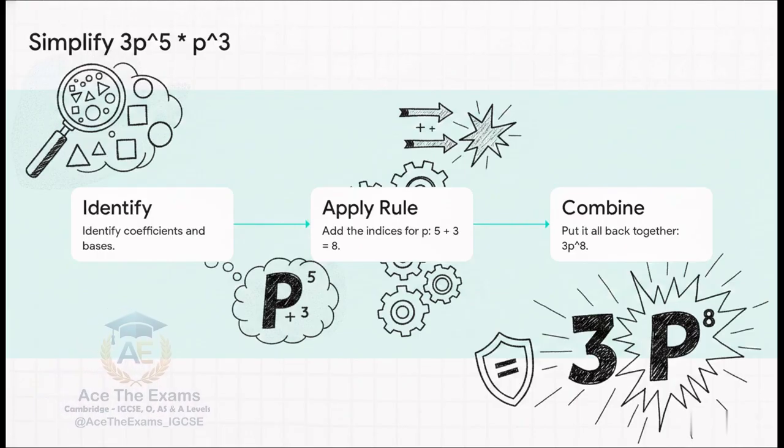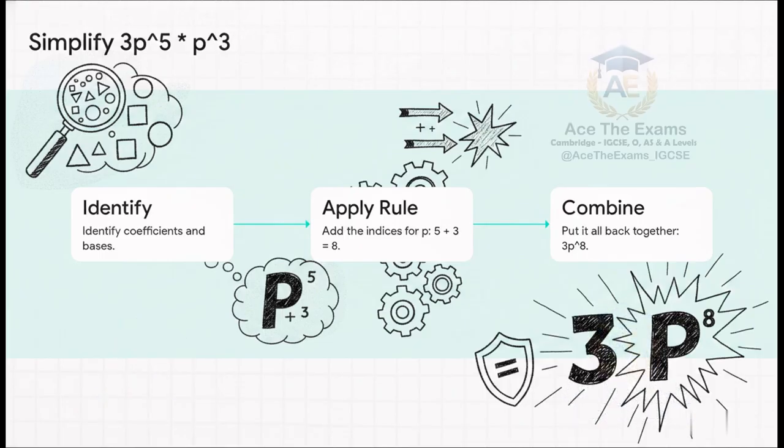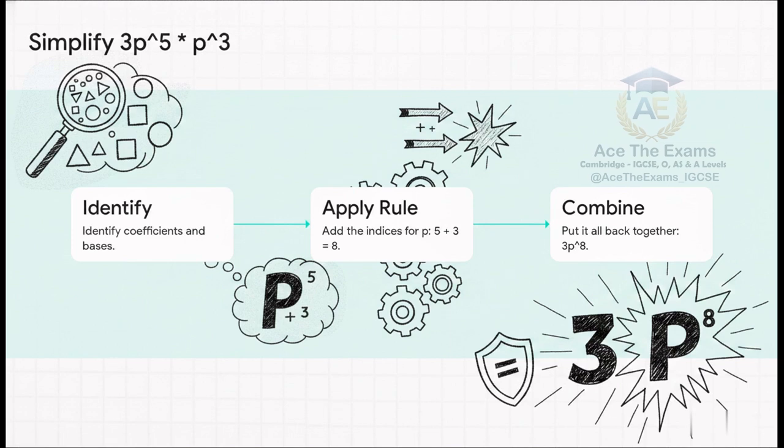The command word here is simplify. We need to simplify 3p to the power of 5 times p cubed. Let's use our mathematics success blueprint. Step 1 is to visually break it apart. Identify your big numbers, the coefficients, and your bases with indices. Here, we just have a 3, and then we have our p terms.